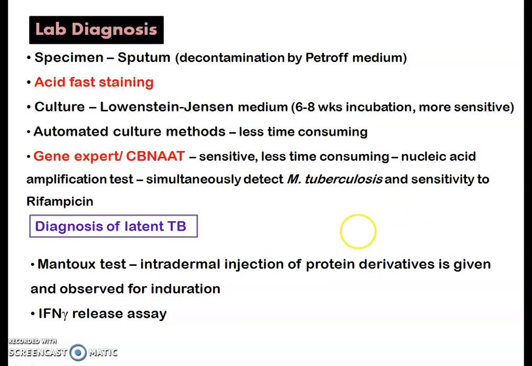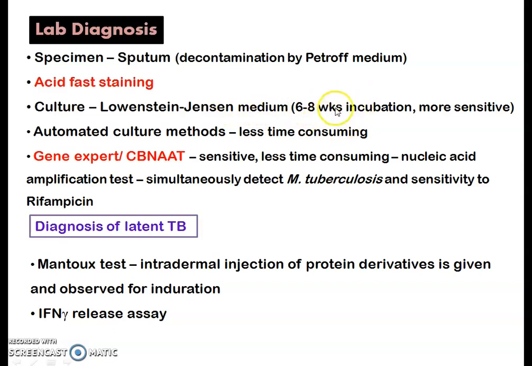Coming to the lab diagnosis, the specimen is sputum. This sputum is decontaminated by Petroff's method, because the sputum may contain other bacteria as well. We have to kill the bacteria other than Mycobacterium tuberculosis. Then acid-fast staining is done to find the bacterium. Mycobacterium tuberculosis is acid-fast, and it is cultured on Lowenstein-Jensen medium. It is the typical medium used for the culture of Mycobacterium tuberculosis.